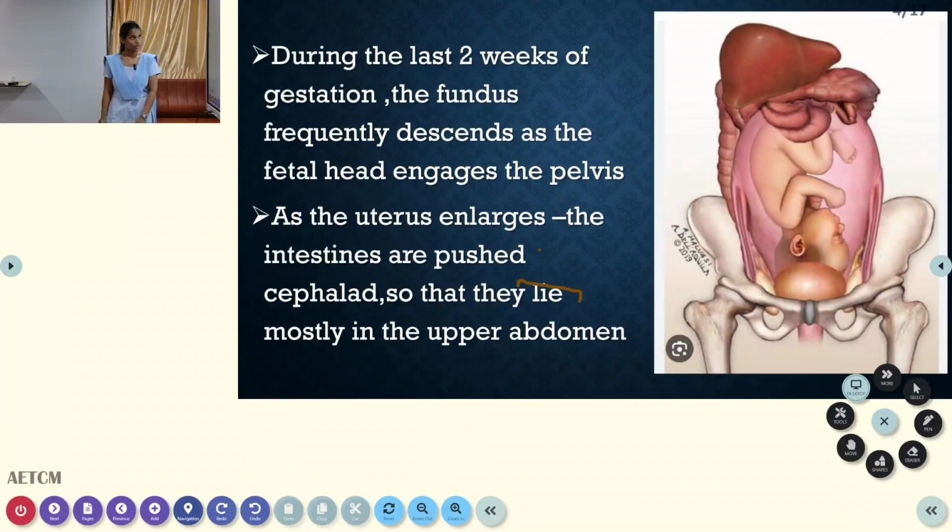In the last 2 weeks of gestation, the fundus frequently descends, the head of the fetus sits in the pelvic cavity, and the uterus enlarges. Gradually, as the uterus enlarges, it pushes the intestines towards the cephalad side. In this slide, the important thing is that the fetal head engages in the pelvis and the uterus enlarges, so the intestines are pushed cephalad and mostly lie in the upper abdomen.